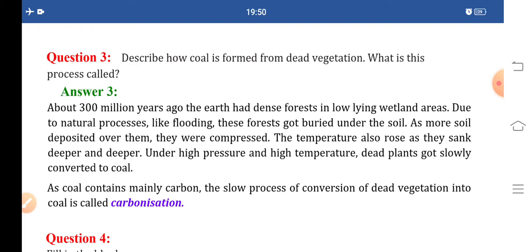Now why it is known as carbonization? Because carbon is the major content in it. Okay, so this all you need to write.